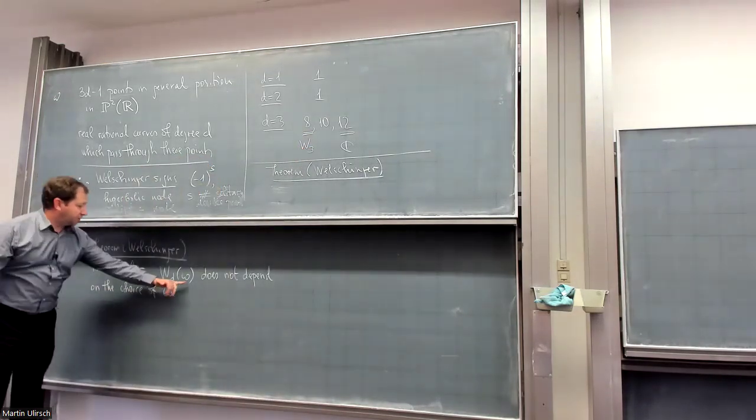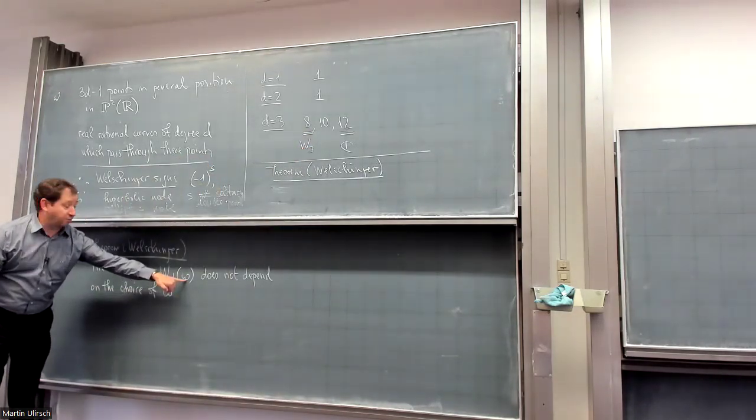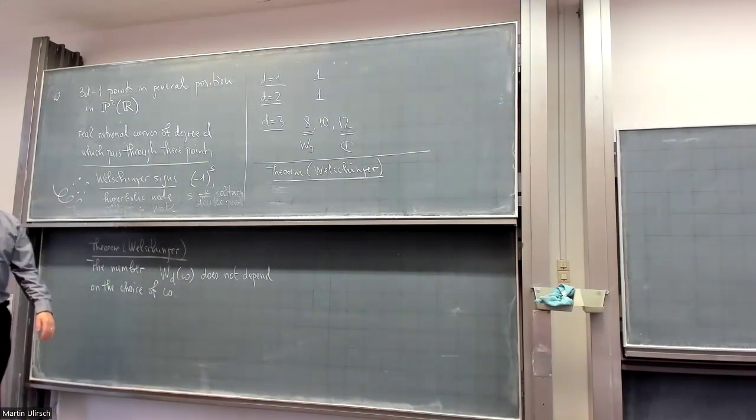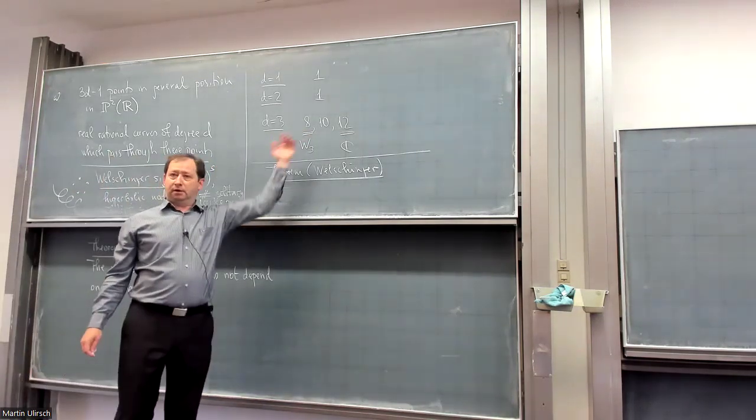So I will drop this omega in the notation of the number because the result does not depend on the choice of omega. I will just write W_d for the Welschinger invariant. And so W3 is 8.